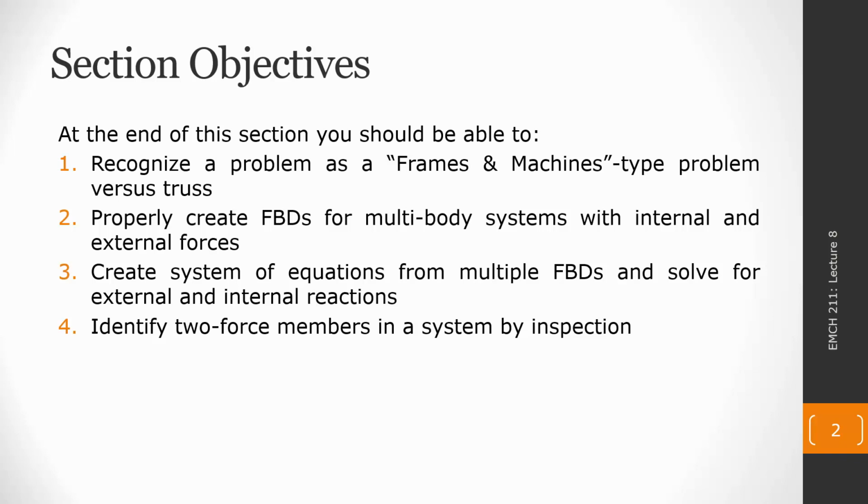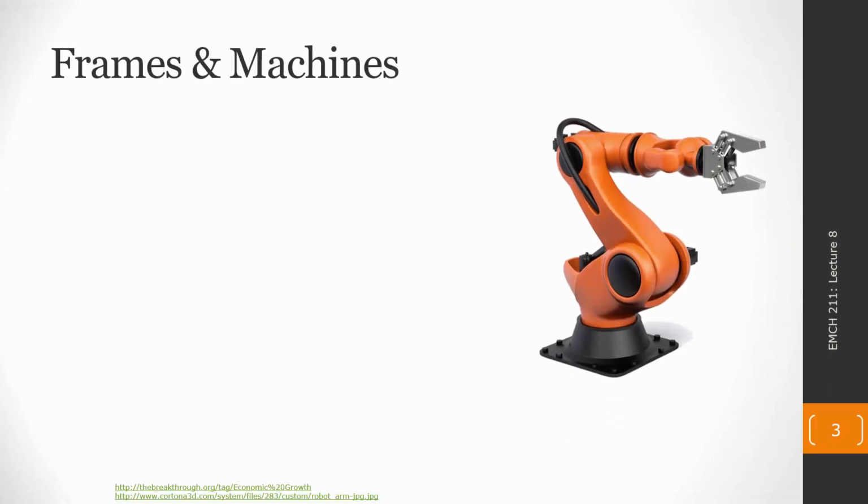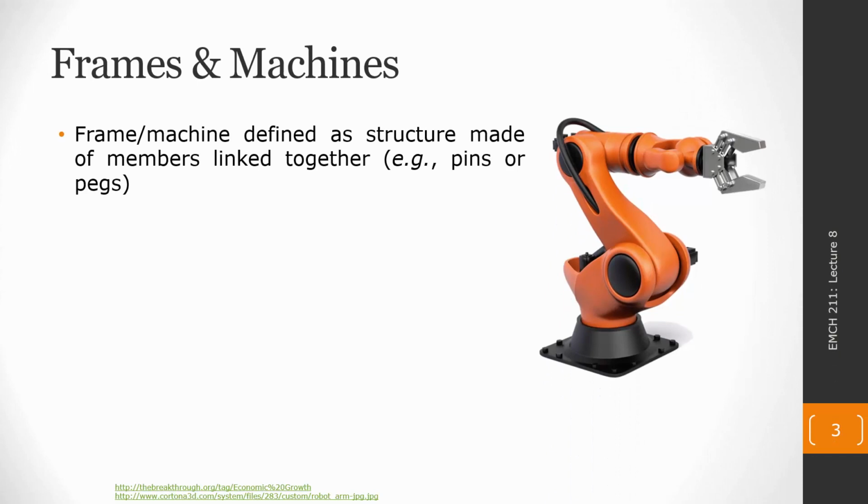So let's begin by seeing what is a frames and machines type of problem. A frame or a machine is going to be a structure made up of multiple members that are linked together in some manner. It could be pins, or they're pegged together, or hinged together, but there's multiple members connected in some way. Now, really we just saw this when we were looking at truss problems, and a truss is basically a very specific version of a frames and machines problem, or conversely, frames and machines is a generalization of truss problems. Like we saw with trusses, multiple members were connected together to form our entire system.